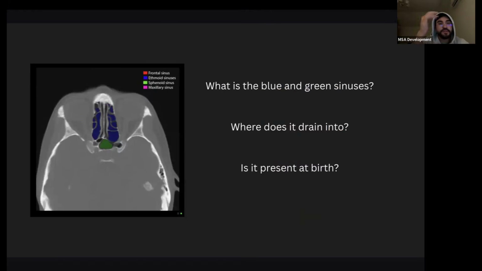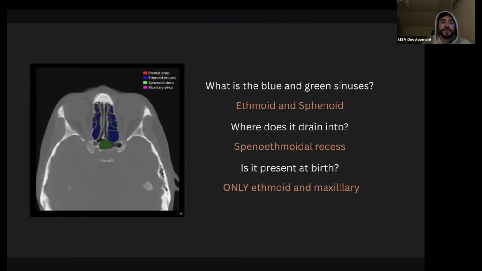Now, what's the blue and the green sinuses? So the blue one is ethmoidal, right? You should say that. So what's the blue one and what's the green one? And where do they drain into? And are they present at birth? Okay, so ethmoidal sinuses drain into the sphenoethmoidal recess. Only ethmoid and maxillary are present at birth.